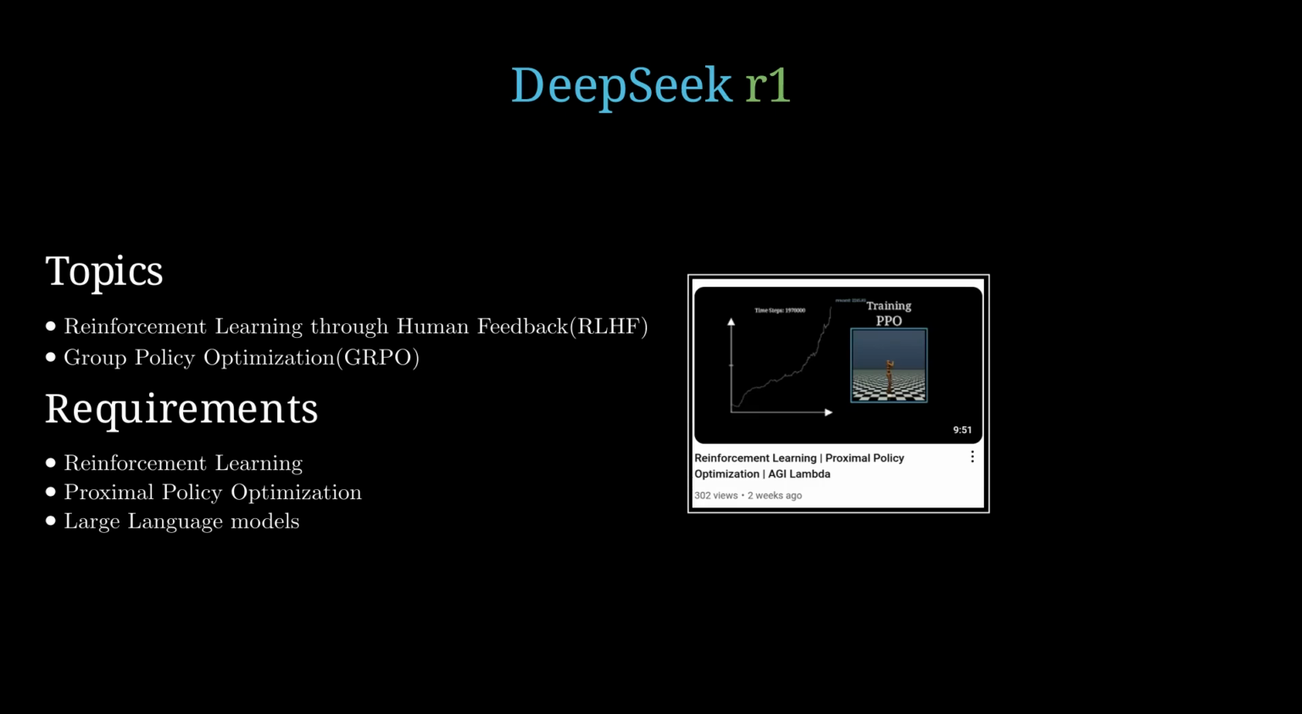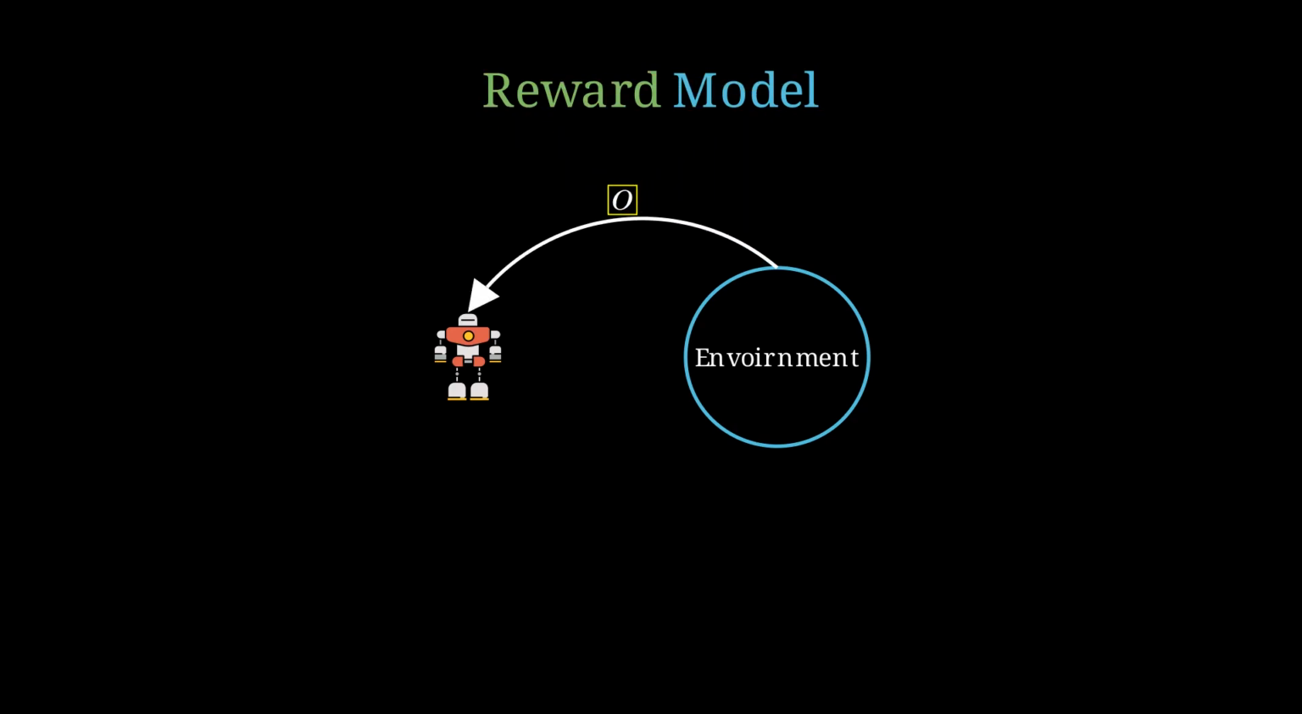Now let's get started. Let's first understand how a reward model is trained using human feedback. Consider a simple reinforcement learning agent interacting with its environment. The agent observes the environment. We also use the word state to refer to its observation. Based on that observation, the agent takes an action in the environment. Normally, the agent receives a reward value from the environment after taking an action. But here, we want to train the agent using human feedback.